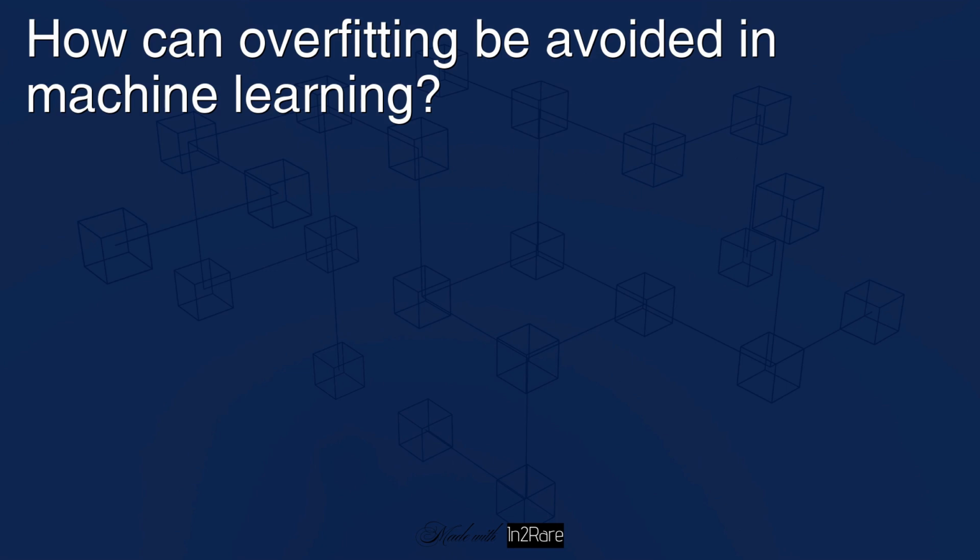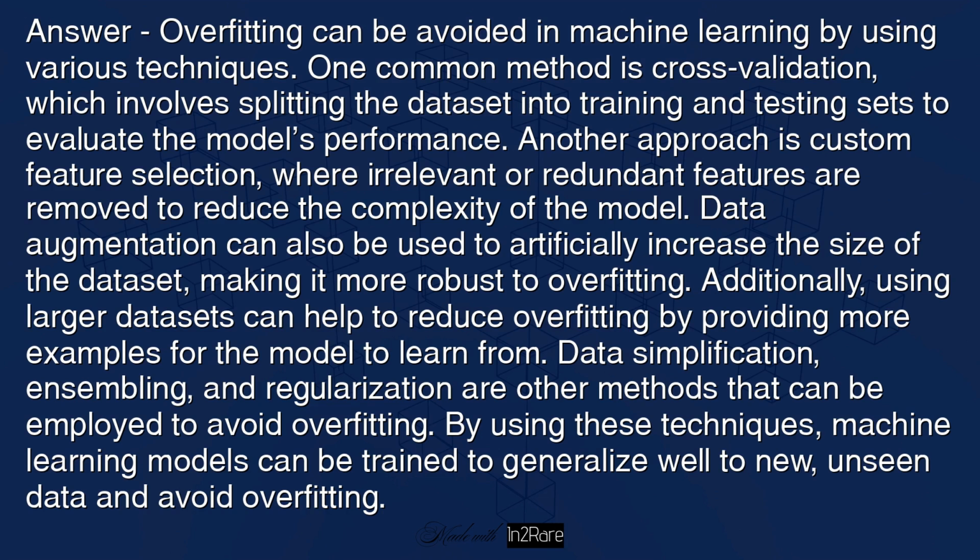How can overfitting be avoided in machine learning? Answer: overfitting can be avoided in machine learning by using various techniques. One common method is cross-validation, which involves splitting the dataset into training and testing sets to evaluate the model's performance. Another approach is feature selection, where irrelevant or redundant features are removed to reduce the complexity of the model. Data augmentation can also be used to artificially increase the size of the dataset, making it more robust to overfitting. Additionally, using larger datasets can help to reduce overfitting by providing more examples for the model to learn from.